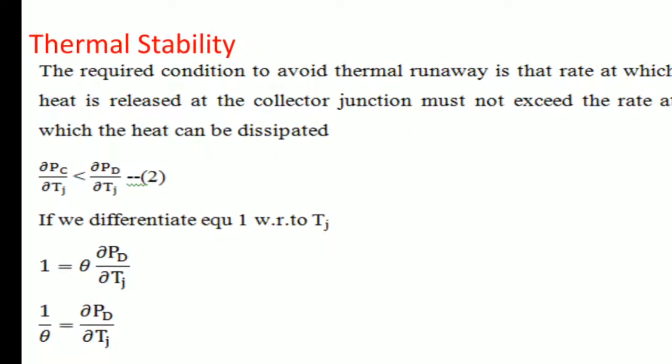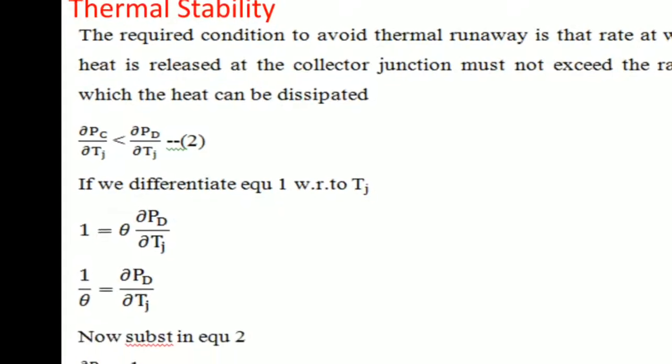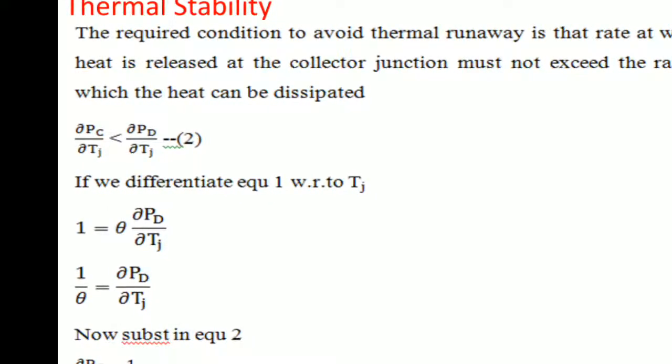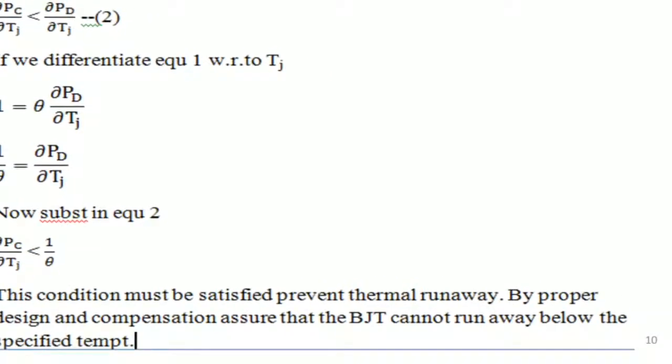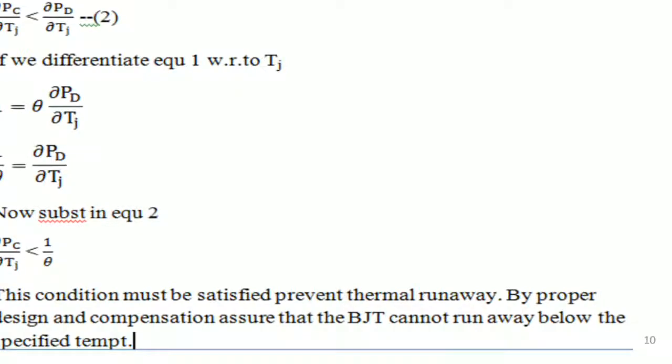The required condition to avoid thermal runaway is that the rate at which heat is released at the collector junction must not exceed the rate at which heat can be dissipated. So ∂Pc/∂Tj should be less than ∂Pd/∂Tj. Differentiating the above equation, the final condition is ∂Pc/∂Tj < 1/θ. This condition must be satisfied to prevent thermal runaway.